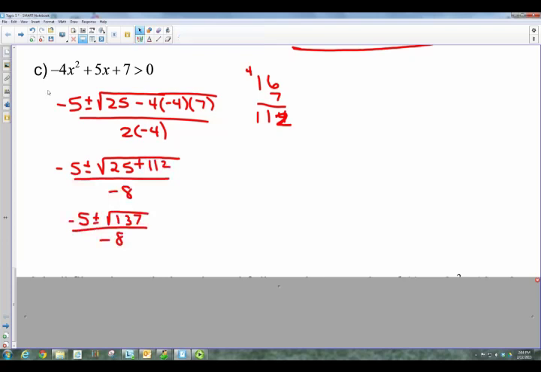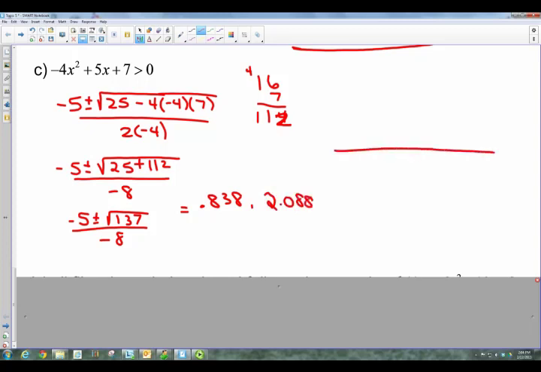Alright, so looking at that, it's not the easiest number, but it is just a number. So what we're going to do is grab a calculator and figure out what those numbers are. So the first one, negative 5 plus the square root of 137, and then divide that by 8. Your first number is 0.838. Now the second one, you go through the exact same process, except instead of a negative 5 plus, it's a negative 5 minus the square root of 137. Divide that by a negative 8, and you get 2.088.